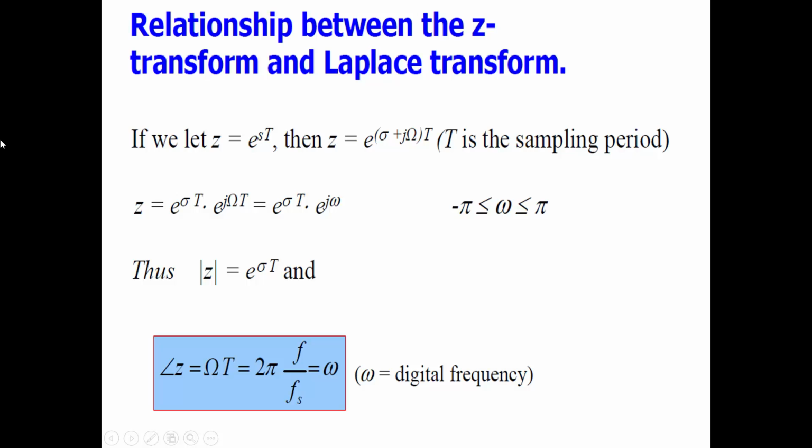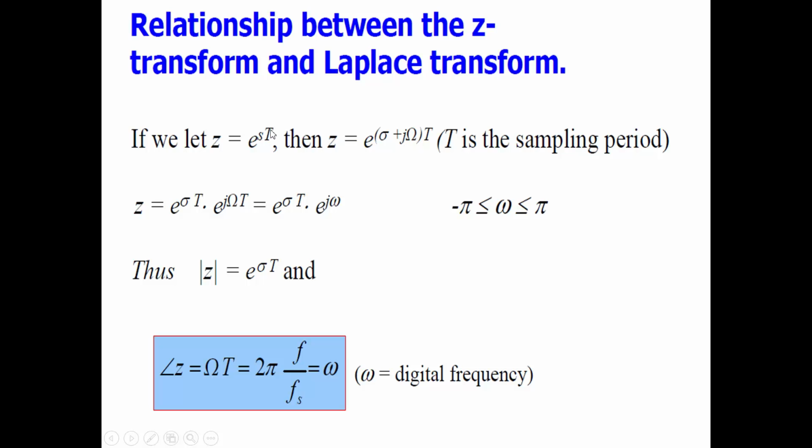Now let us try to understand the relationship between the Z transform and the Laplace transform. Actually there are two variables, one is Z and the other is S. Z is a complex variable which belongs to the digital domain or discrete domain. S is a complex variable which belongs to the continuous domain or analog domain. So we can put Z equal to e to the power S capital T, where capital T is the sampling period. Now S is equal to sigma plus j capital omega.